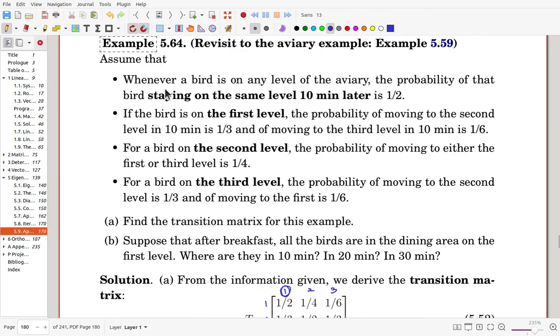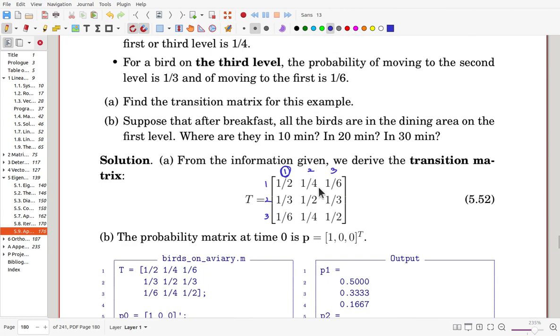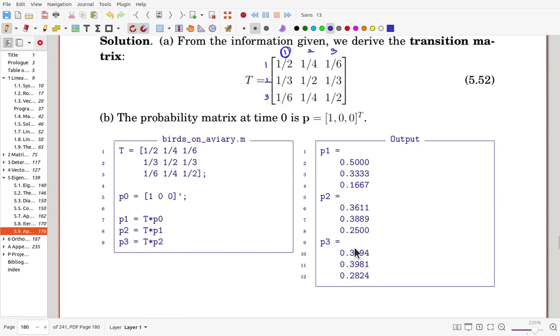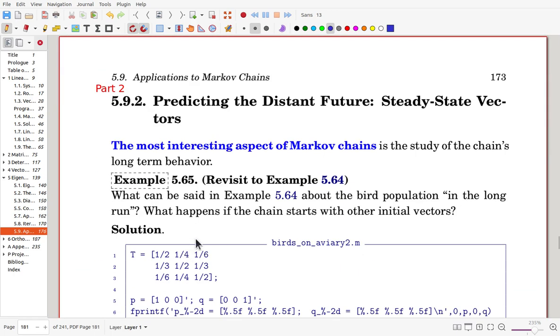Now, along with these assumptions, we constructed a transition matrix as given in this equation. And the Markov chain began with the probability vector 1, 0, 0. Now here the question is, what can be said in the example about the bird population in the long run? What happens if the chain starts with other initial vectors?